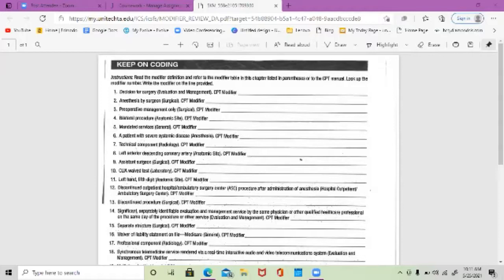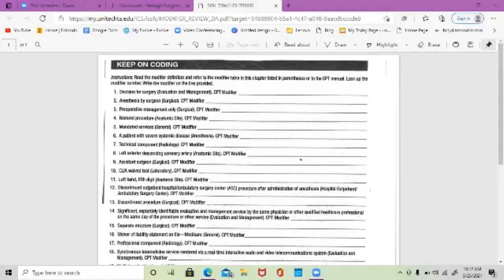Oh, I skipped number 14. I'm getting all out of order. I'm sorry. Number 14 is significant separately identifiable evaluation and management. Whoever said that, number 14 is 25. Number 15 is separate structure. XS. XS, that's right. Okay, and then number 16. Waiver of liability statement on file. That's another Hicks-Picks. GX. That is a GA.